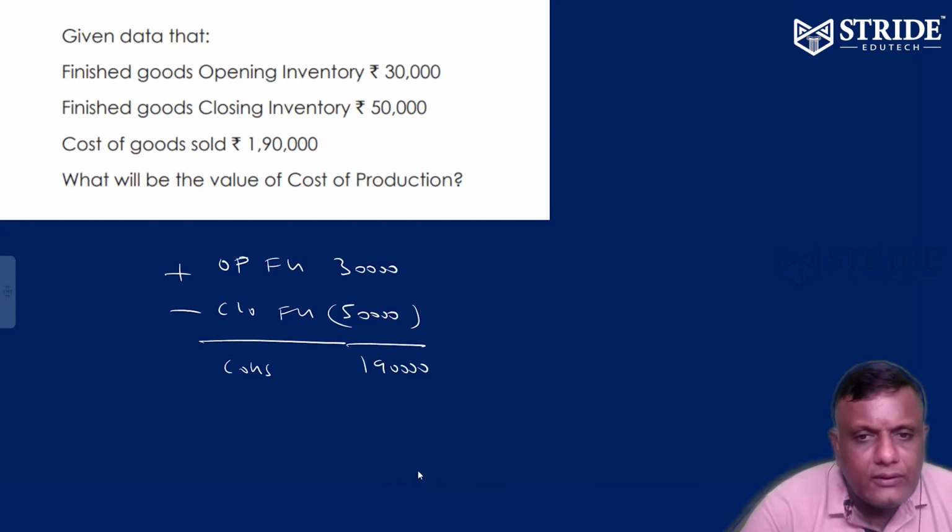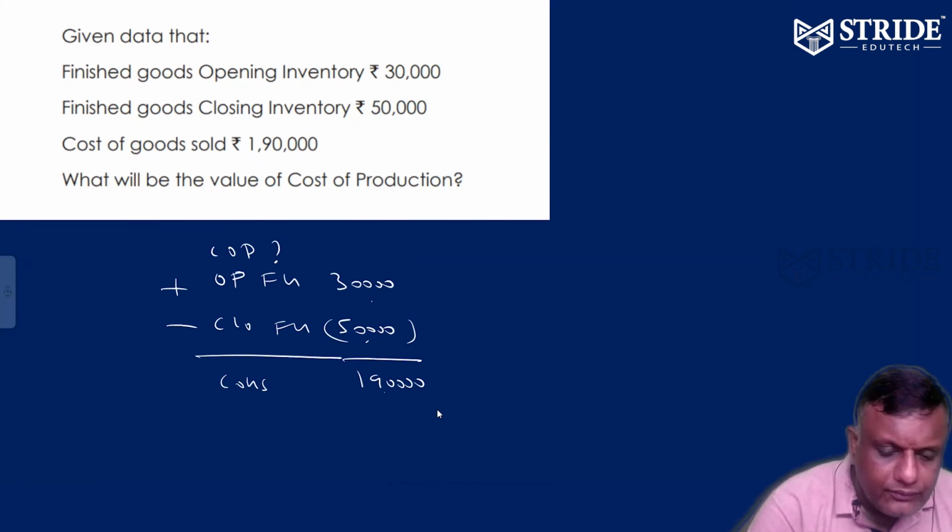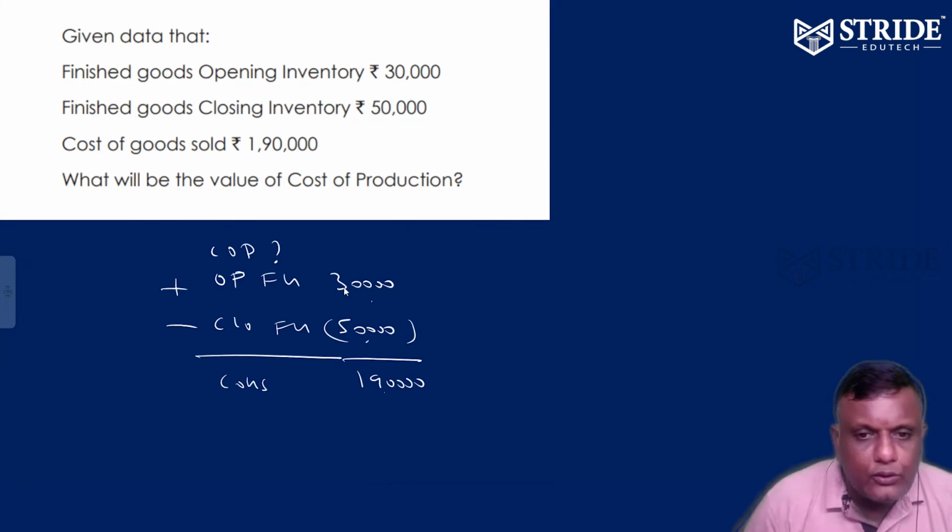Then what is missing? Cost of production is missing. COP is missing. Reverse working. 1,90,000 plus 50 minus 30. If minus, reverse means plus. Reverse working: 1,90,000, minus plus 50, minus 30. Answer 2,10,000.